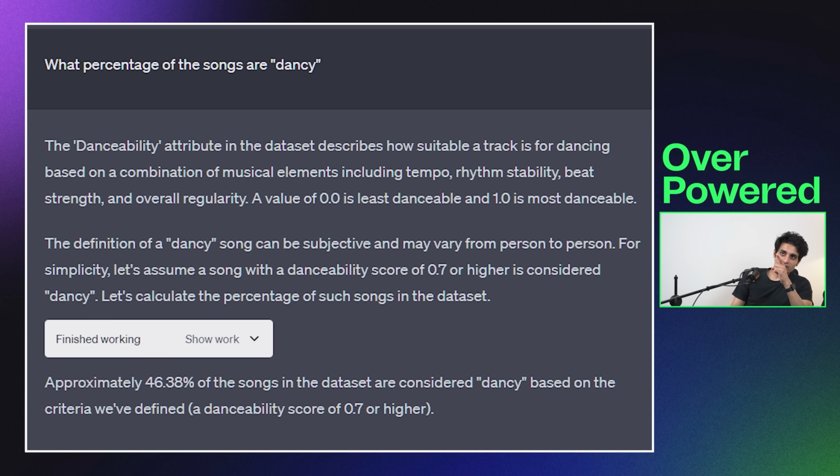See, it's picking a threshold. It's saying anything above 0.7. It's picked the threshold by itself. I love this. Sometimes it's wrong, but it makes assumptions by itself. It knows that 0 to 1 is a clamp. Yeah. Approximately 47% of the songs are considered dancey based on the criteria we've defined.